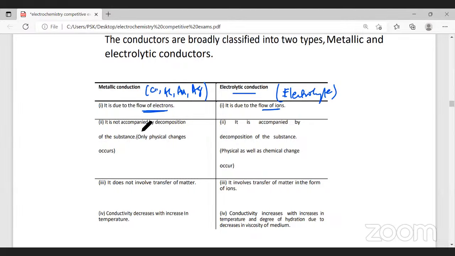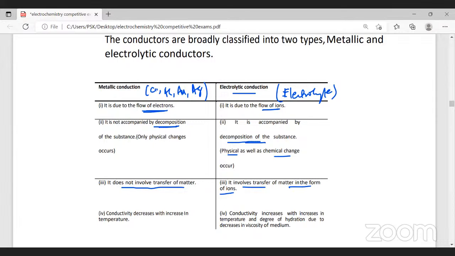In case of a metallic conductor, no decomposition takes place. But in case of an electrolytic conductor, the electrolyte undergoes decomposition. Both physical change as well as chemical change takes place. In case of metallic conductor, there is no transfer of matter. But in electrolytic conductor, it involves the transfer of matter in the form of ions. Ions move towards the respective electrodes. That is what it means.